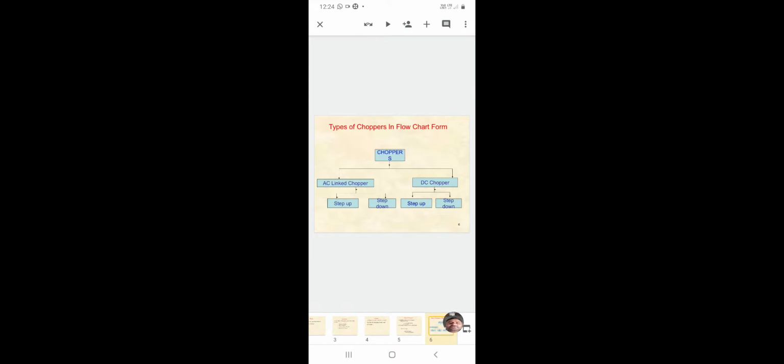The types of chopper in flowchart form: the choppers are AC link and DC link. The AC link chopper has two types, step up and step down, and the DC link chopper also has step up and step down. So this is according to the flowchart.